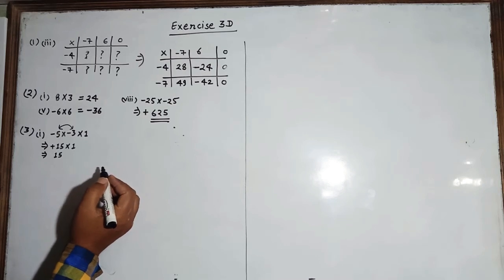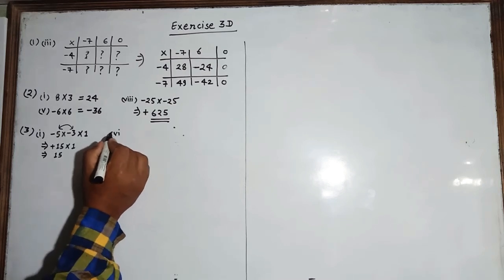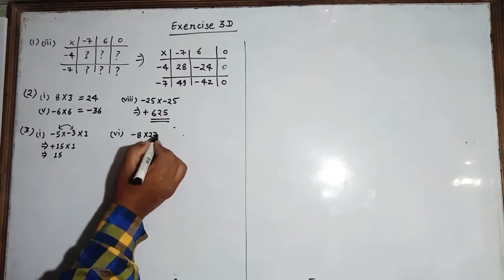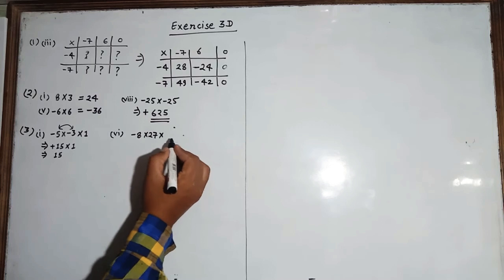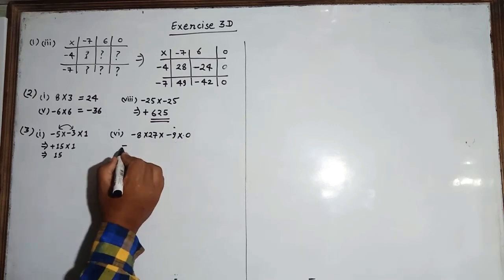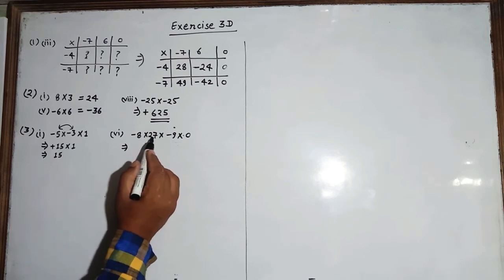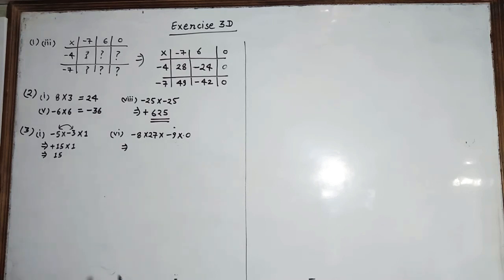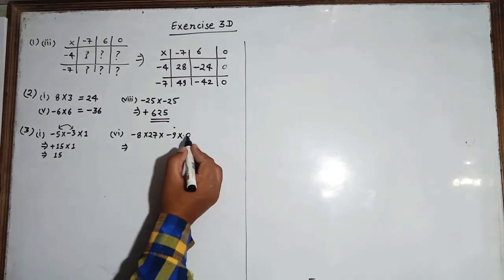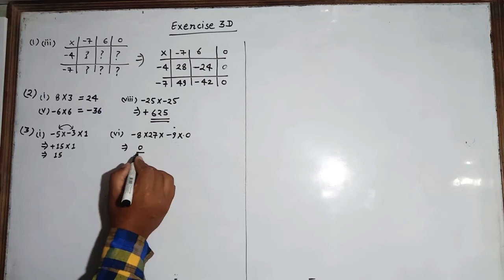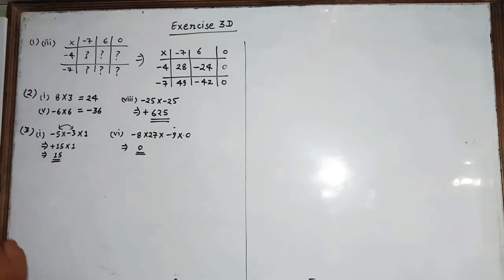In the same way, sixth part is -8 into 27 into -9 into 0. Now what will we do here? You can see here -8 into 27 into -9 into 0. If any number, bigger or smaller, is multiplied with 0, our result will always be 0 only. This will be our answer. Like this you will do.